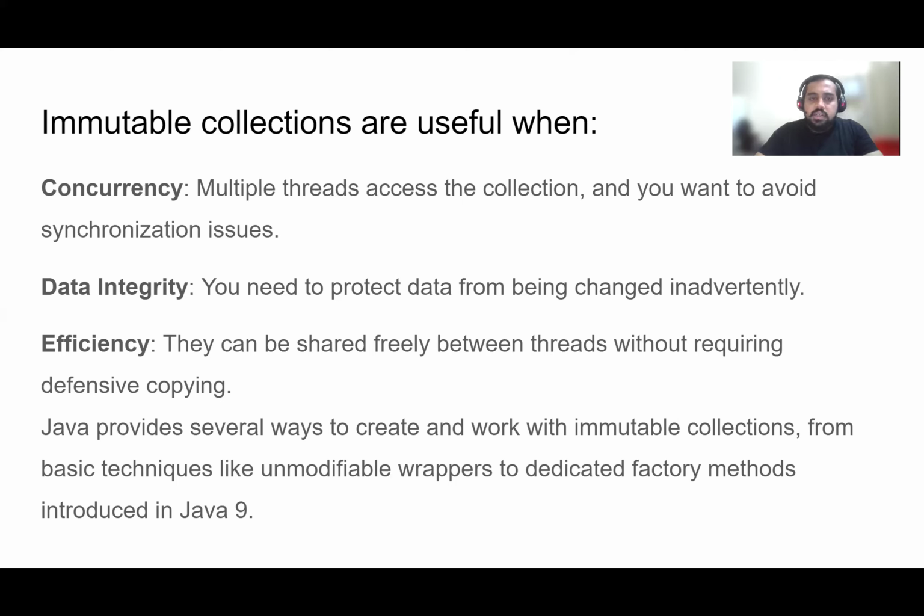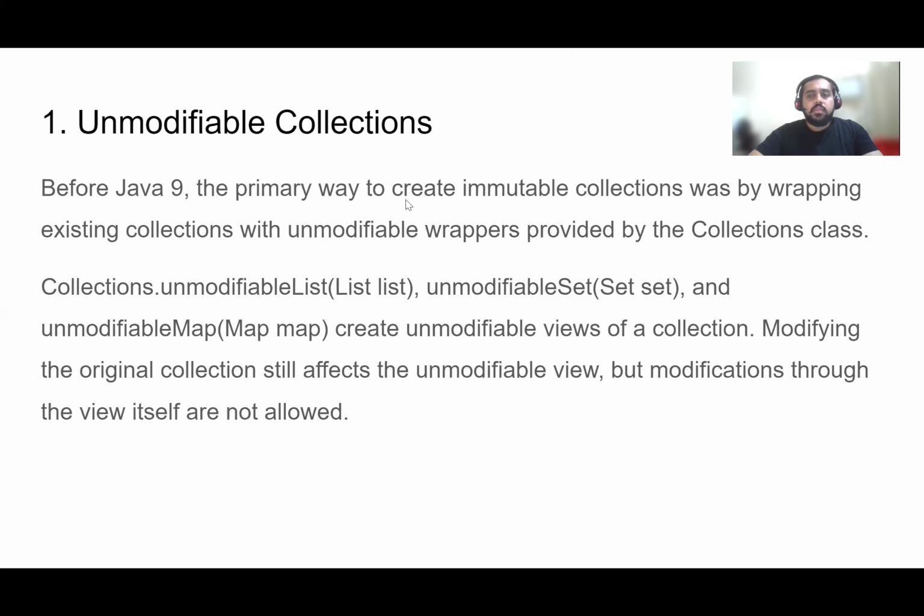Java provides several ways to create and work with immutable collections, from basic techniques like using unmodifiable wrappers, which are present in the collections utility class, to dedicated factory methods which were introduced after Java 9. First, we'll see how we can achieve immutable collections before Java 9. The previous way of achieving immutable collections is using unmodifiable collections.